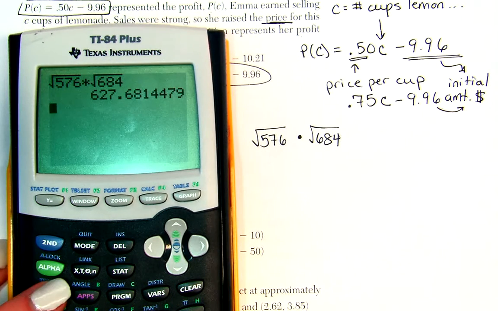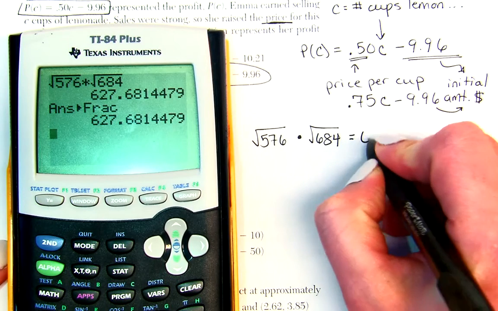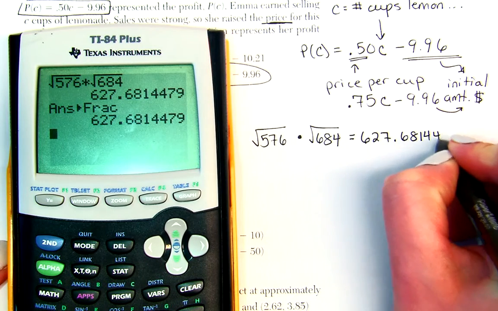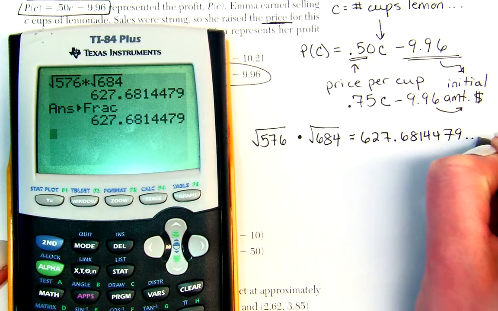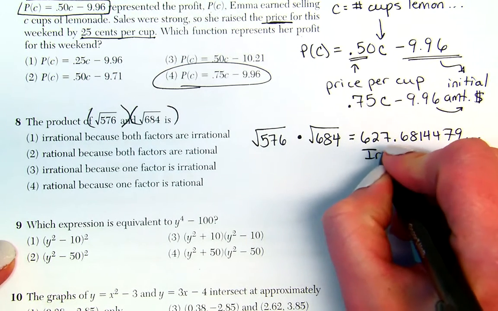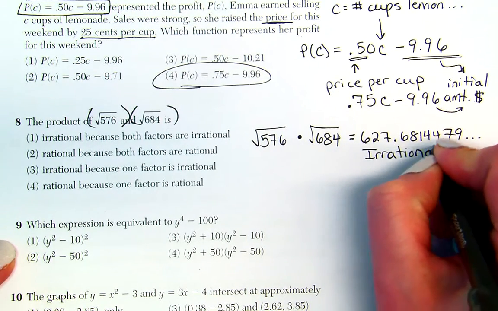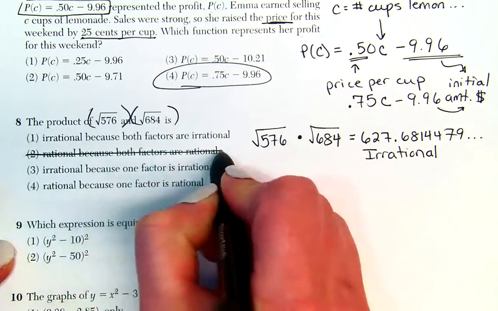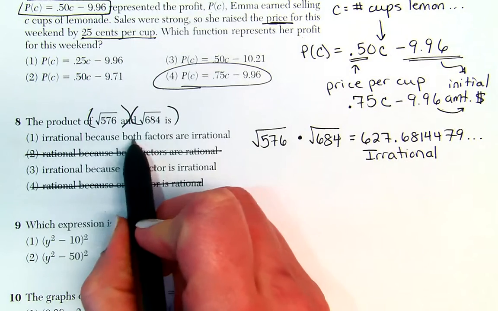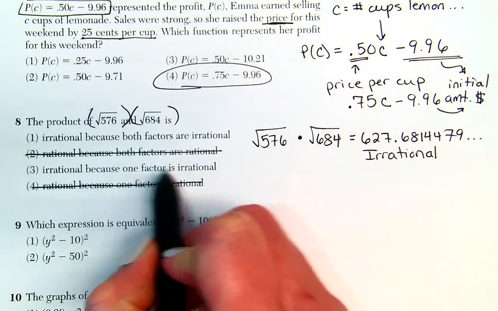And I try to turn this into a fraction by pressing math, enter, enter, and it does not become a fraction. So this is 627.68144479, and it goes on forever. So this is an example of an irrational number. Right off the bat, we can get rid of choices 2 and 4 because our product is irrational. But now, what is this question asking, are both factors irrational or just one factor?